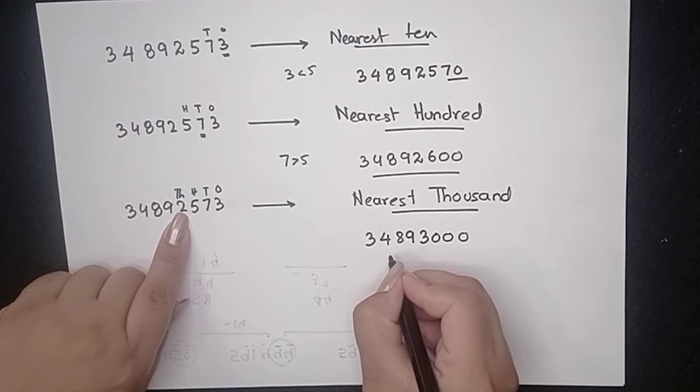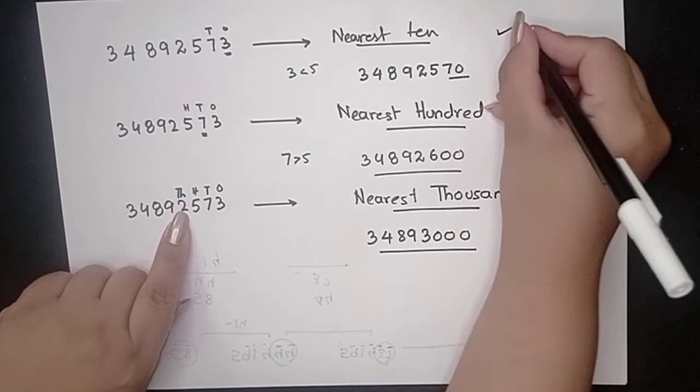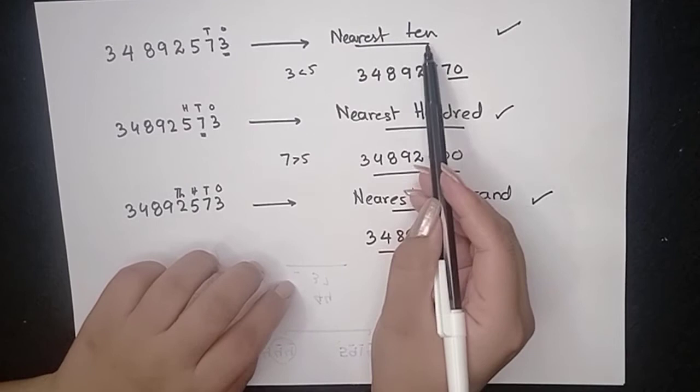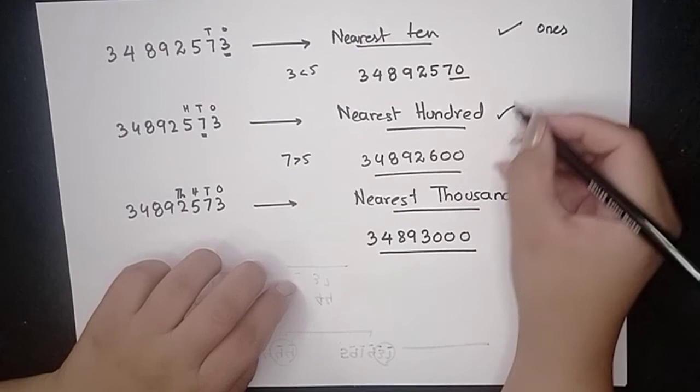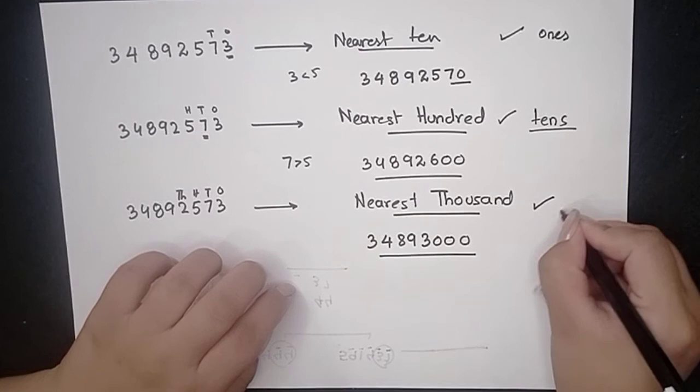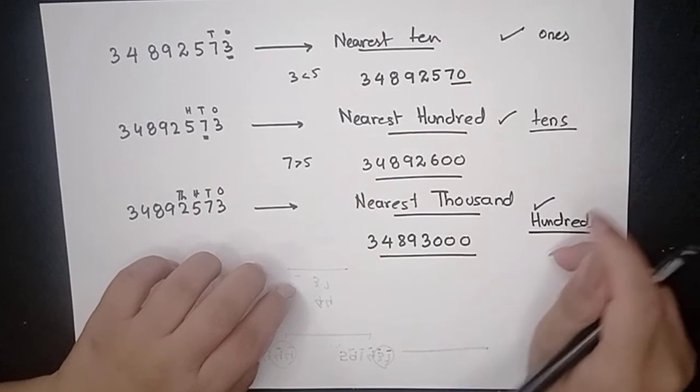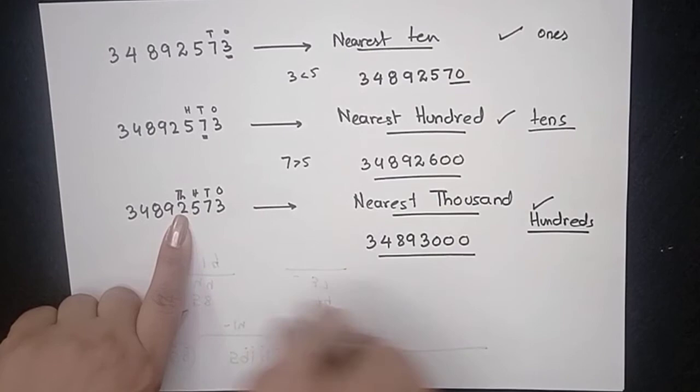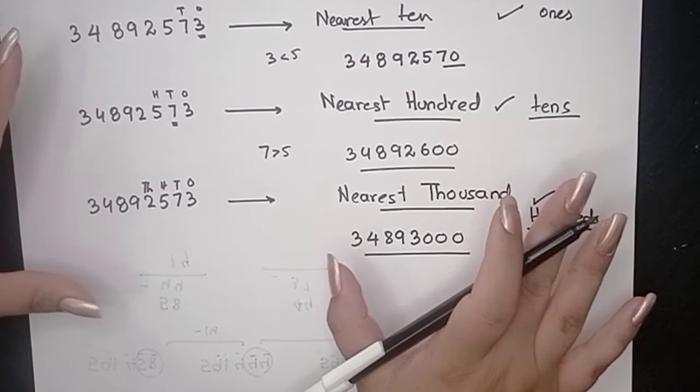Right? So we did the nearest 10, we did the nearest 100, and nearest 1,000. Let me give a quick recap. For rounding off to the nearest 10, you look at the digit at the ones place. For the nearest 100, you look at the digit at the tens place. And for 1,000, you look at the digit at the hundreds place, and then decide whether it will remain the same, become 2,000 or 3,000, right? I hope you understood the example and you will be able to do it in your notebooks.